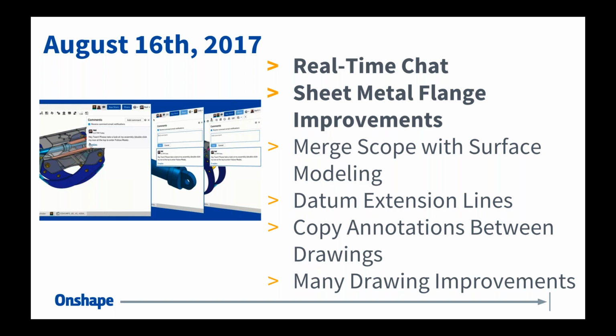And that's where comments came from. Comments were just a simple way of adding some simple text, maybe tagging a feature or even a person and saying, hey, can you take a look at this boss or this fillet and tell me what you think? And you can do all that. You can tag features, you can tag people in comments. So it's a very useful way of communicating within the document. But it's never really been considered a real-time chat tool.